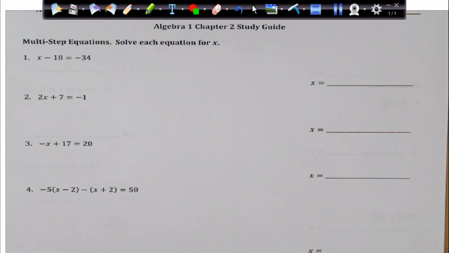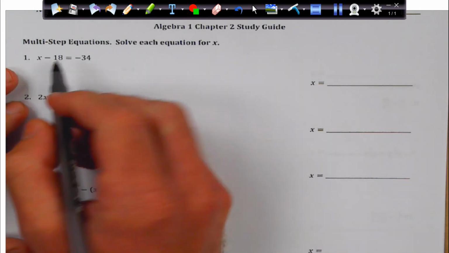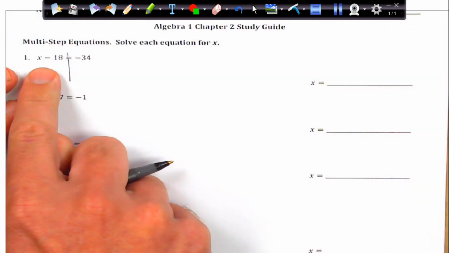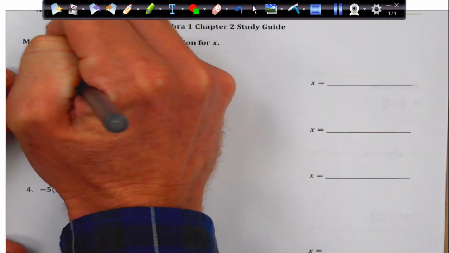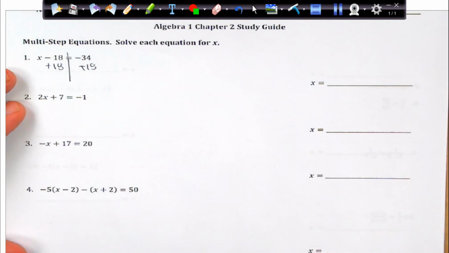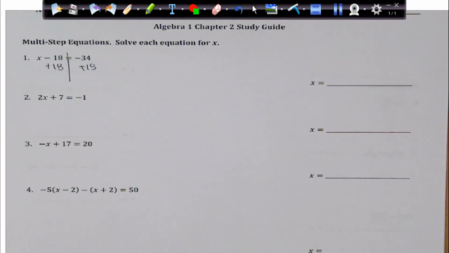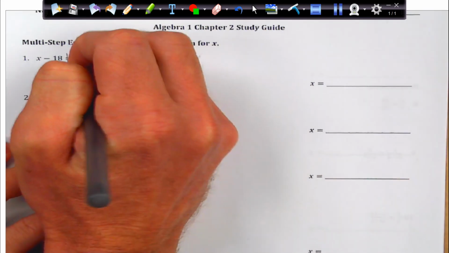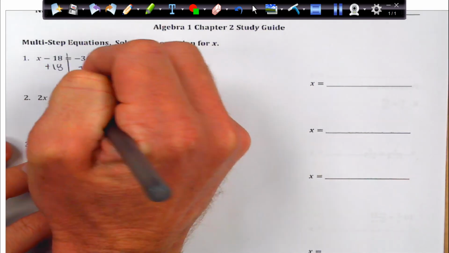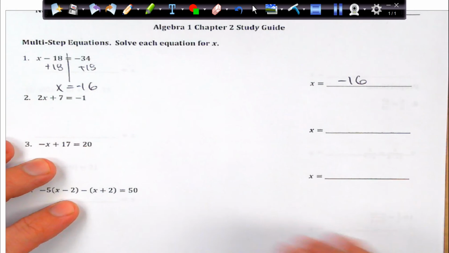Here we go. So first things first, you can put that little line down the middle. We want to move everything away from x to isolate it, so we're going to add 18 to both sides. When we add 18 over here to 34, we have a different sign, so we're going to take the difference. So kind of subtract 18 from 34, so you get 16. But since 34 is larger and it's negative, it's a negative 16. So we get negative 16.